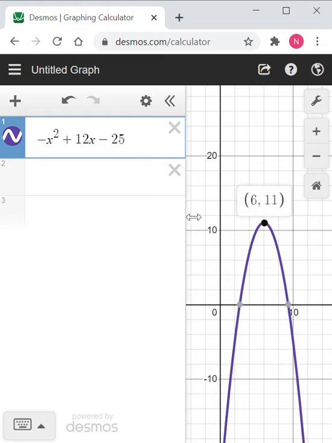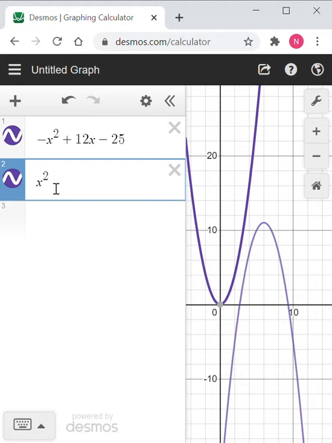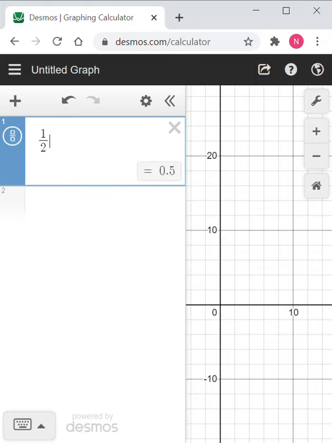And of course, to figure out those transformations, you can always compare it to your parent function. So we see that it does indeed move to the right and up. All right, last one, go ahead and find your vertex and write it in vertex form. Pause the video, work ahead of me.